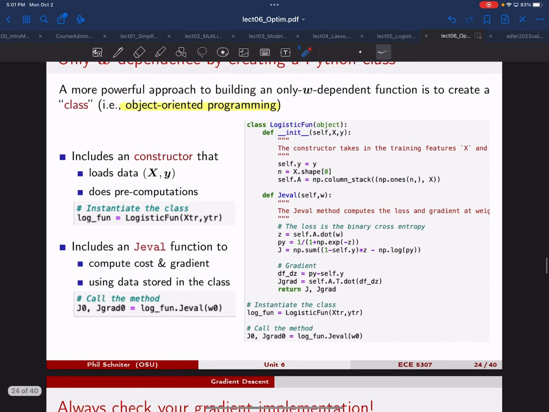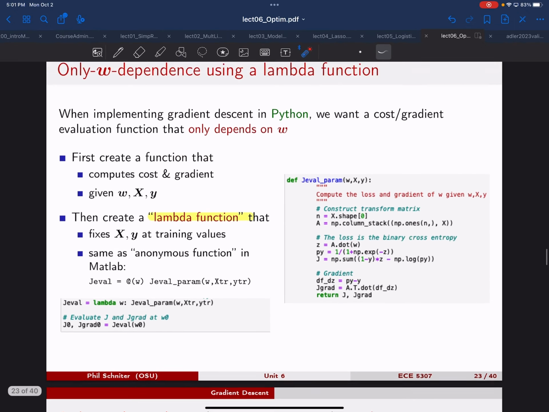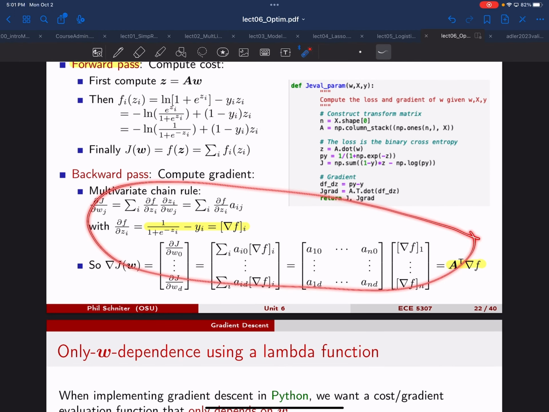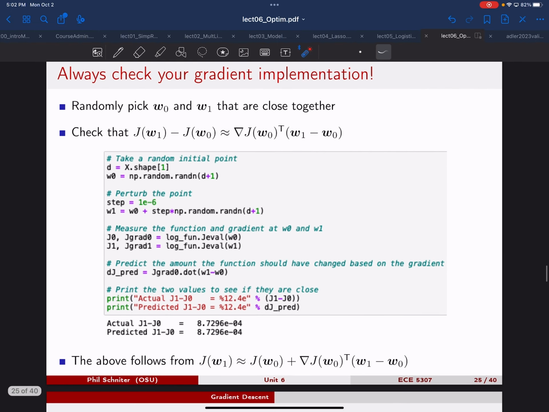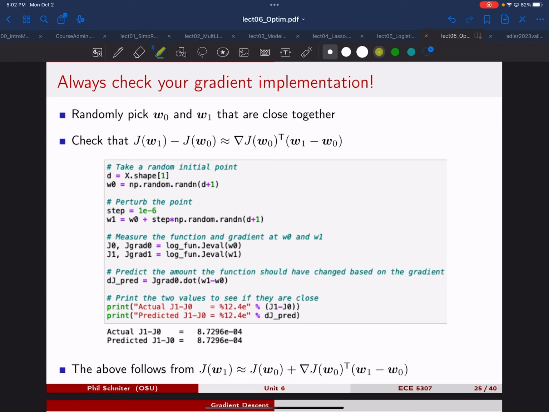Now, as you can see, we had to do a lot of derivations here for all this stuff. It's very easy to make a mistake, either in the derivation or in the coding of the gradients. It's almost guaranteed the first time you try this, there will be some mistake. You will have some debugging to do. To check to see if there's a mistake, there's a nice trick, which is this. You basically pick two points, W0 and W1, that are very close together. Just choose them randomly. And then check that this equation holds true.